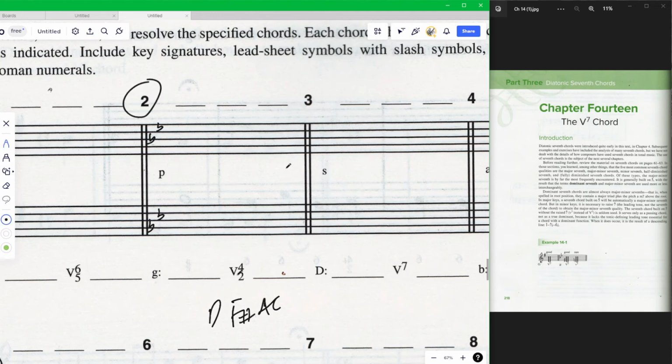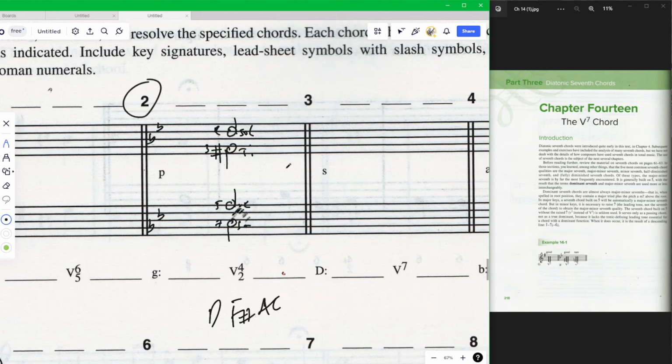4-2, that means third inversion 7 chord, right? So C is going to be in the bass. The 7th of the chord is going to be in the bass. Okay, so that's C here. Let's put my A here, F sharp here, and D. So here's my root, my third, my 5th, and my 7th. Right, so here we have Sol, Ti, Re, and Fa.